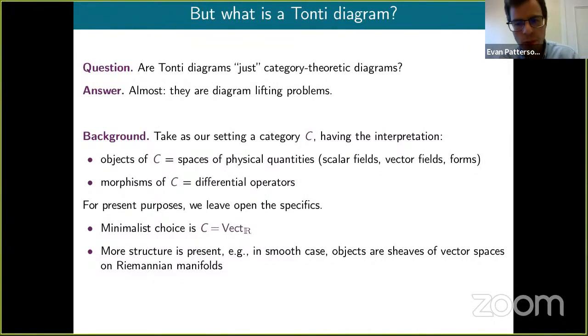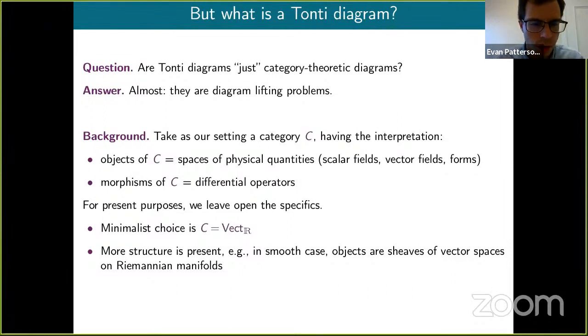And then the morphisms will be differential operators between those things. So, like the exterior derivative, or if you're in vector calculus, like the gradient, that sort of thing. Okay. And for present purposes, I will not say precisely what this is, because it's not that relevant to the general discussion. So a minimalistic choice for what C could be would just be the category of real vector spaces, in the sense that all the categories that we might consider are going to have forgetful functors to that.